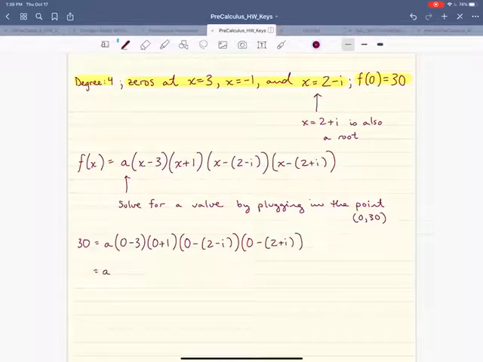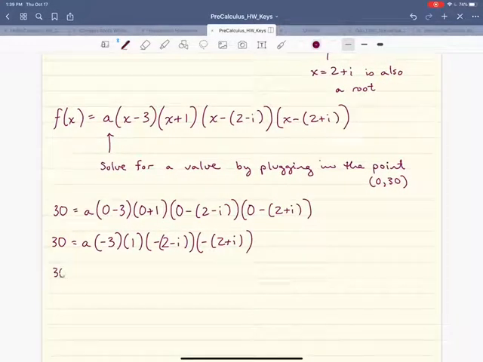Then we get 30 equals a multiplied by negative 3 multiplied by 1 multiplied by negative 2 minus i, negative 2 plus i. Then we get 30 is equal to a multiplied by negative 3. And these two factors multiply to give us, so each of these factors has a factor of negative 1 in it. So this is going to be the same as 2 minus i multiplied by 2 plus i, because the factors of negative 1 multiply to give us positive 1.